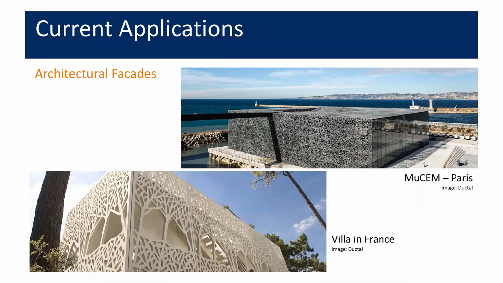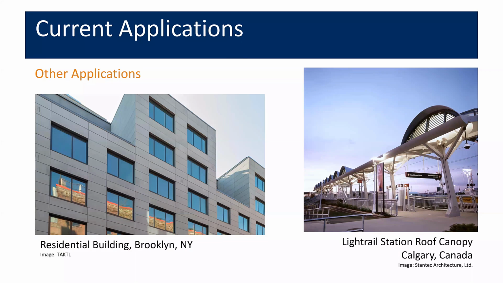It can also be used not just in these showcase projects like the museums I had shown before, but also in facade panels for more conventional construction, residential buildings like I'm showing here on the left. It can also be used for roof canopies and other lightweight thin structures because of the high strength of the material and the particular coloring features that you can have.